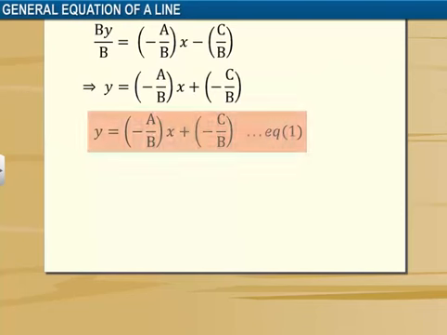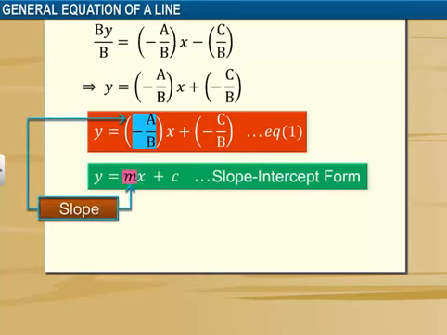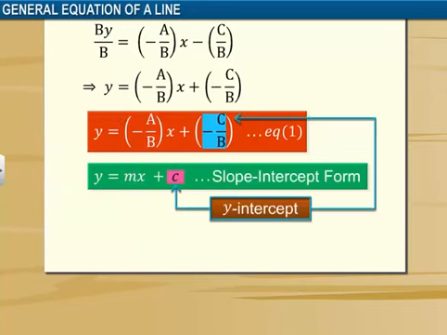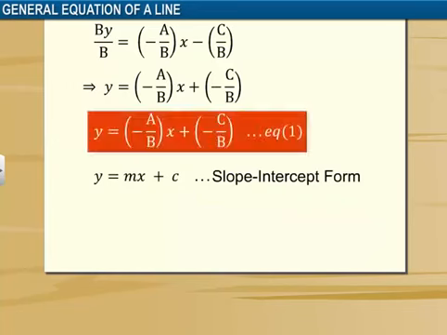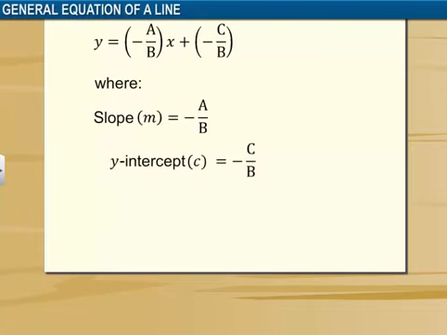Equation 1 is similar to the slope-intercept form of the equation of a line, where the slope m of the line is given by minus a upon b, and the y-intercept c is given by minus c upon b. Thus, equation 1 represents the slope-intercept form of the equation of a line, with slope equal to minus a upon b and y-intercept equal to minus c upon b.